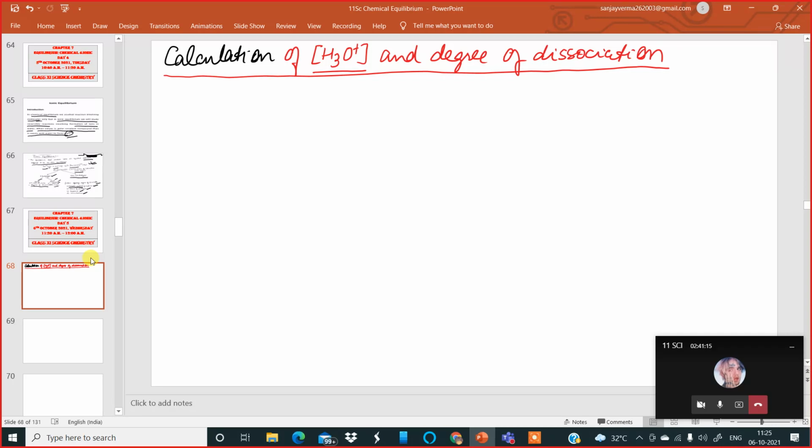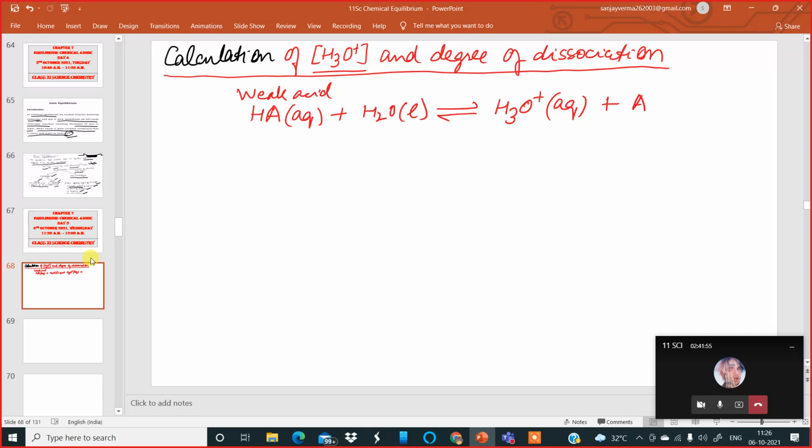Now, higher the concentration of hydronium ions, stronger is the acid. That is already known to all of us. Now, here, let us assume something. Let us say that there is an acid, a weak acid, in aqueous solution, that is, it is present in water, it dissociates partially to give hydronium ions and the conjugate base A minus in aqueous solution. Okay, so this is the ionic equation.